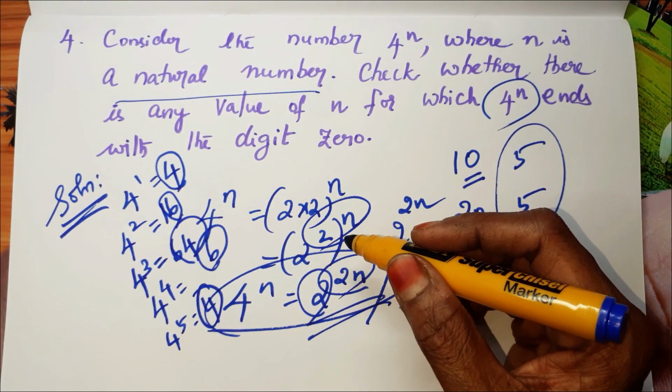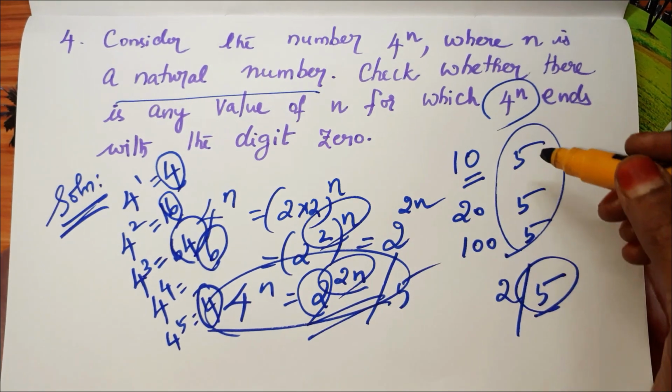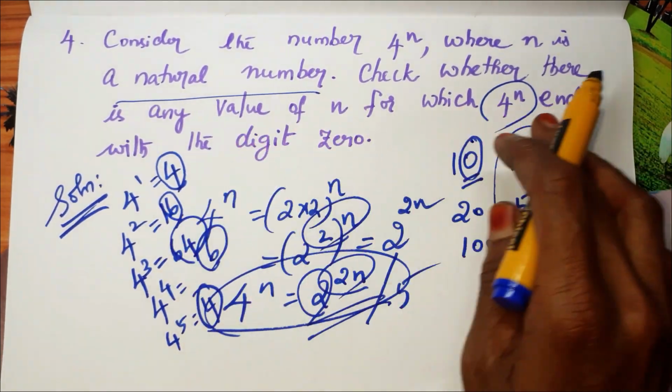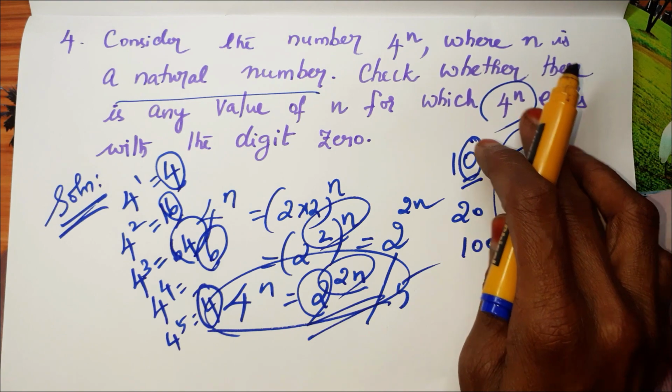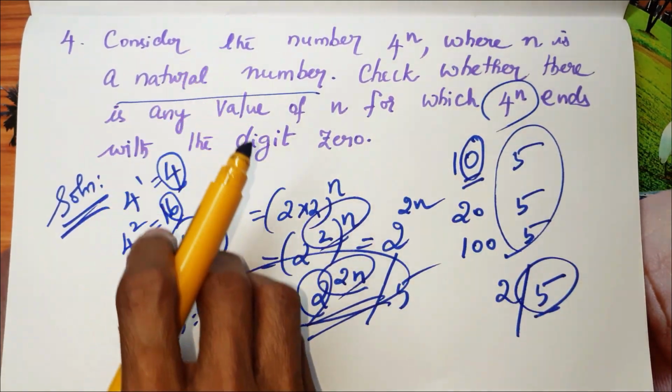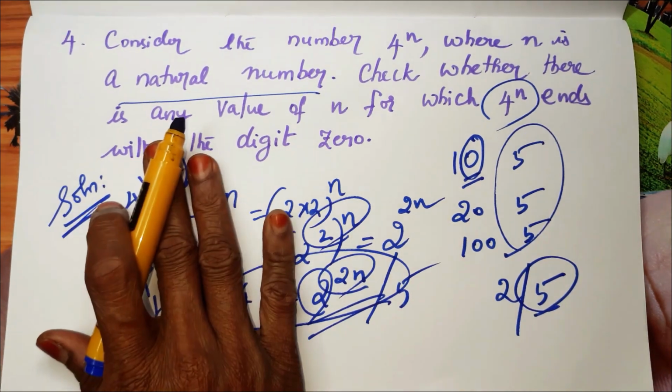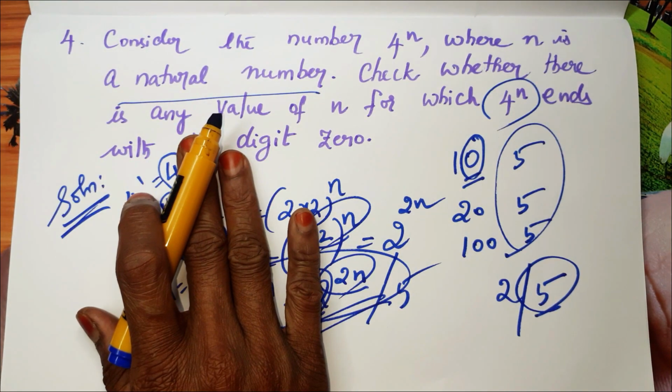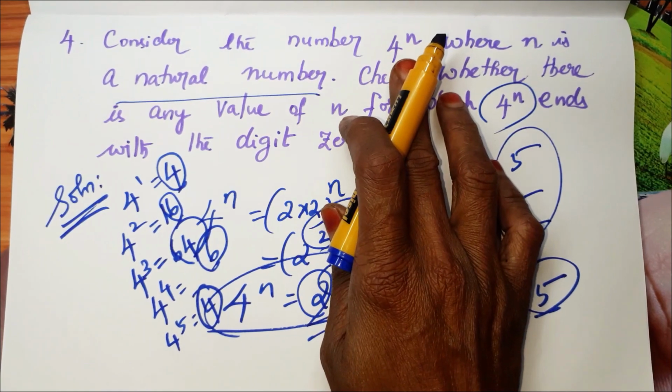We are not getting a number which ends with 0. That is what they are asking, for which value of n this power ends with 0. For that, we are not able to say in this way. For that, what we are going to see is we have to first factorize this 4.